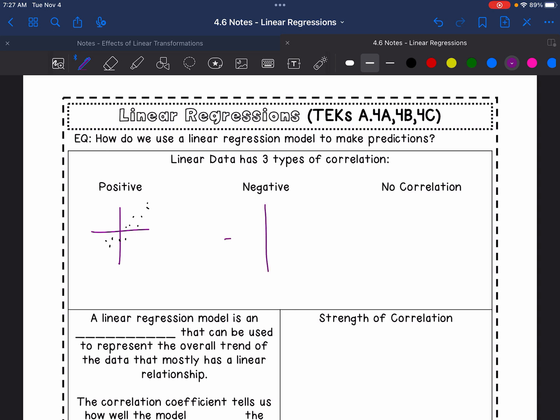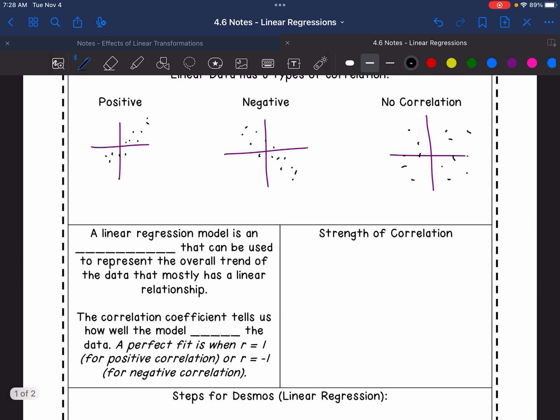A negative correlation is the opposite. It is when your scatter plot is trending in a downwards direction. So it is trending down and to the right. Okay. And then no correlation is when they're just all over the place. It's not going up or down. You can't really see it. It's just kind of everywhere on your graph. All right. There's no clear going up or going down. So those are the three types of correlation they're going to ask you about with linear data: positive, negative, or no correlation.